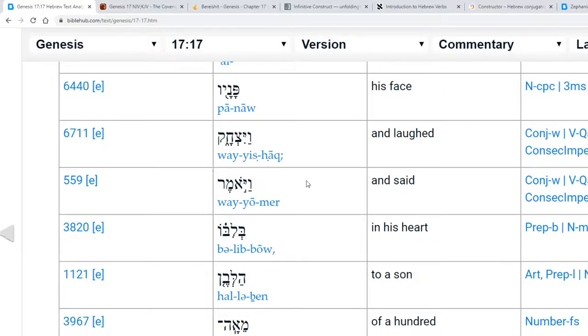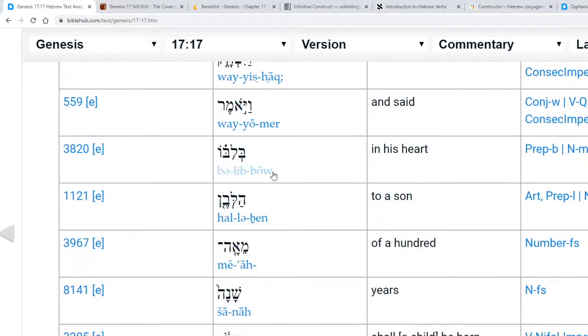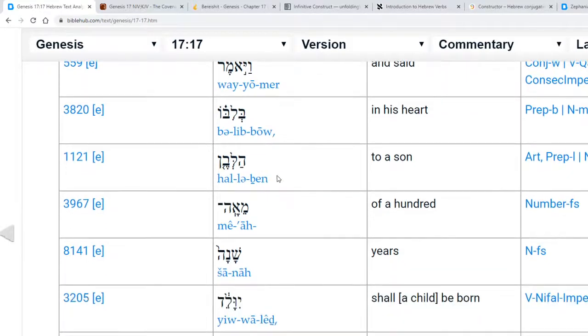Yomer, and he said, right? Conjunctive vav, yomer is to say, getting flipped, right? Libo, so prepositional bet, lev means heart, libo means his heart. So he said in his heart, so he said quietly, ha leben. One thing that happens in the Hebrew is sometimes the article is used to ask a question, and that's what's going on here. So leben, prepositional lamed, to a son, right, ben, ha leben, and well, ben mea shana, right?